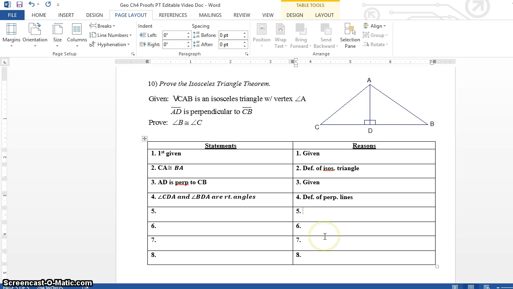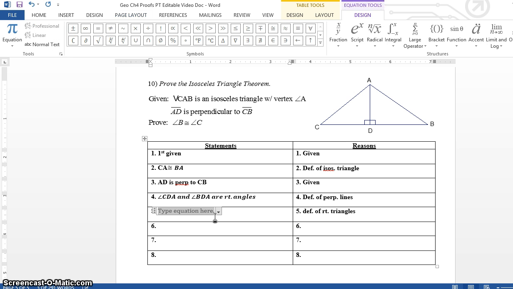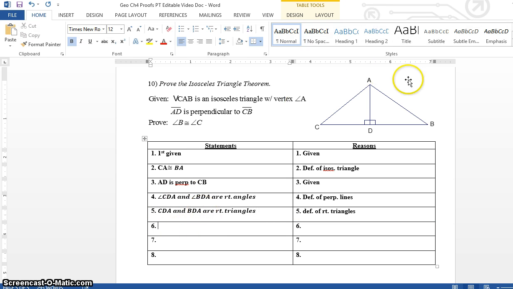Because of this, if we have two triangles and they have a right angle in them, guess what kind of triangles they are? Yep, that's right. By the definition of right triangles, to have a right triangle, all you need is one right angle in the triangle. So now we know that both of these triangles, triangle CDA, I'm not writing the symbol, you should write it, and triangle BDA, are right triangles. This is important, because where we're going with this, I'll show you on the next one.